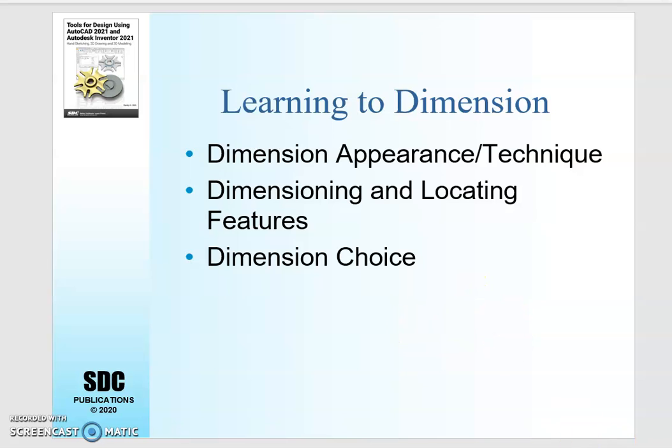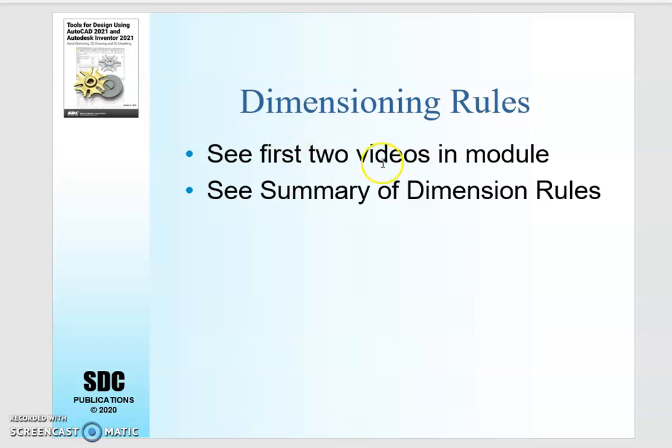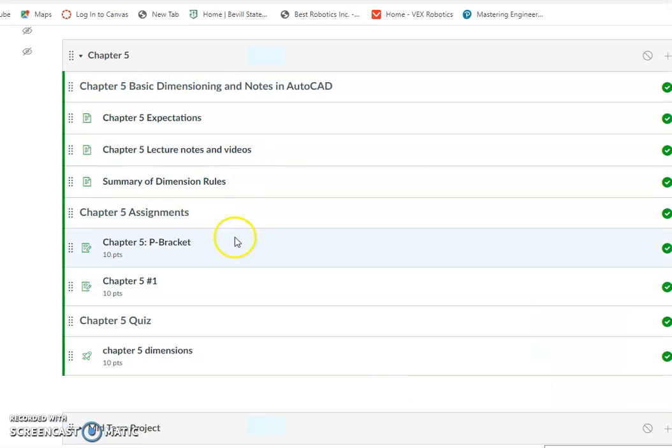So you're going to want to review. If you haven't watched the videos, watch the other two first. They're not all that long. I've got an explanation and examples. And then look over the summary of the dimensioning rules as you go through AutoCAD, learning how to do them, particularly in AutoCAD. So those are in Module 5. Of course, the summary of dimensioning rules are here.